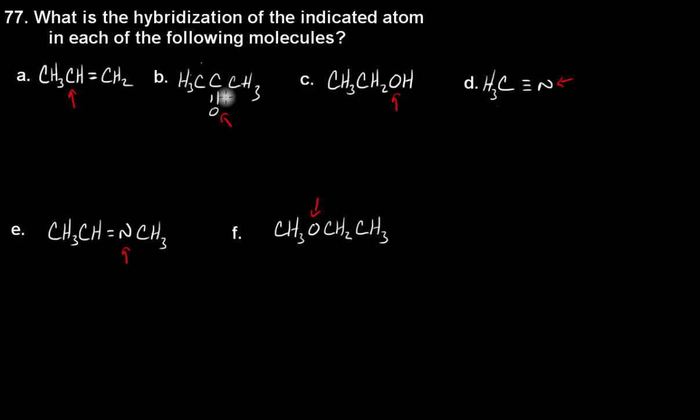Okay, so next question to do is question 77. What's the hybridization of the indicated atom in each of the following molecules? In general, I think students take this kind of question way too seriously. People try to make it very difficult, but in reality, figuring out the hybridization for an atom is very, very simple. So don't get distracted by other connectivity.